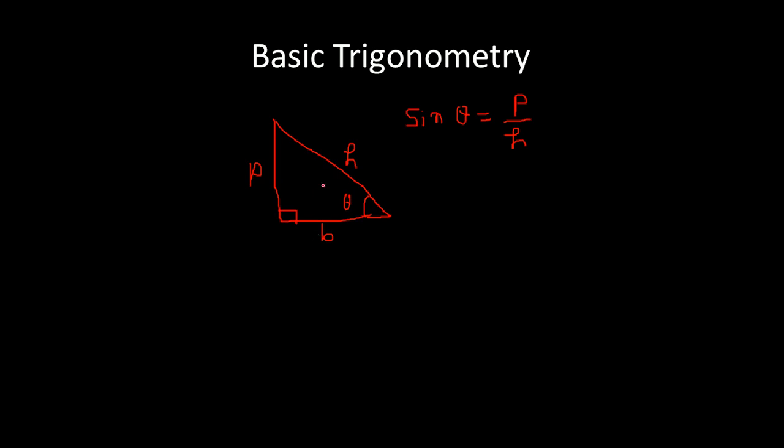The relation between base and hypotenuse can be expressed using cos theta. So cos of theta will be base by hypotenuse. Sorry, hypotenuse, not height. The relation between perpendicular and base can be expressed by tan theta. So tan of theta will be perpendicular by base. This is a basic property, we have to use it.